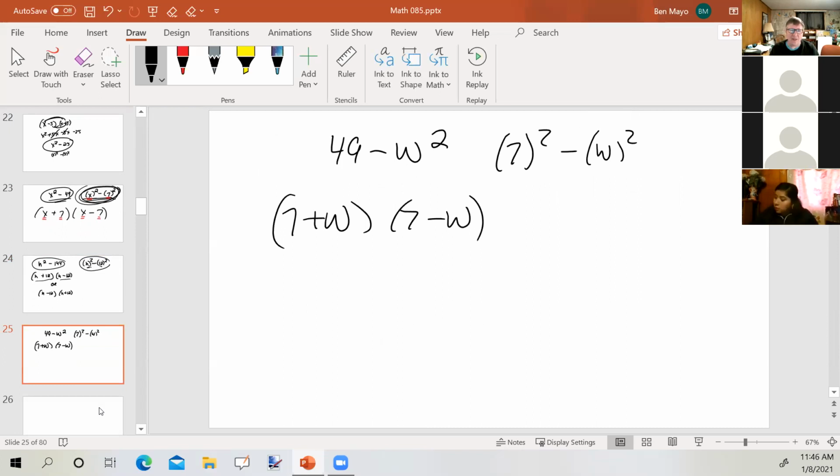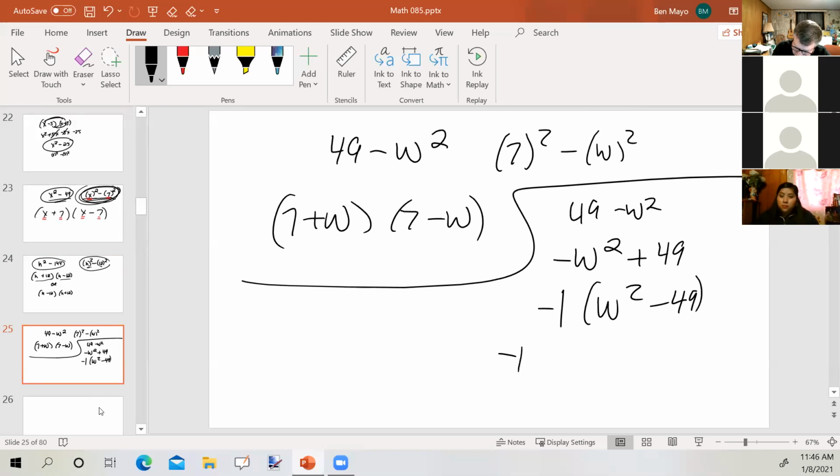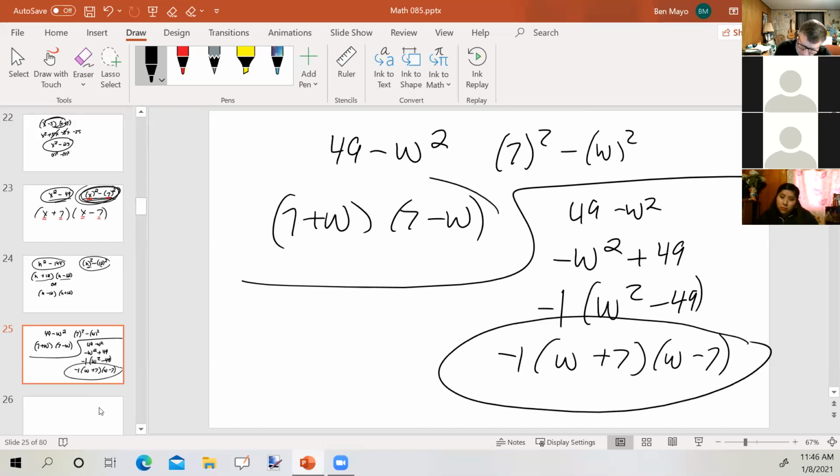Now, we can take the same problem and put it in standard form first and still get an equivalent answer, but it's a lot more steps. So consider this. I could take 49 minus w squared, put it in standard form, write it as negative w squared plus 49. I could factor out a negative 1 and have w squared minus 49, and then get negative 1 times w plus 7 times w minus 7. This answer is equivalent to that answer.